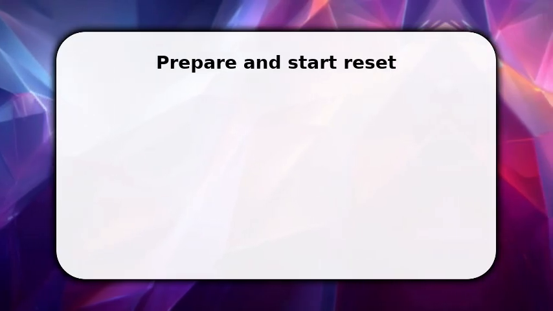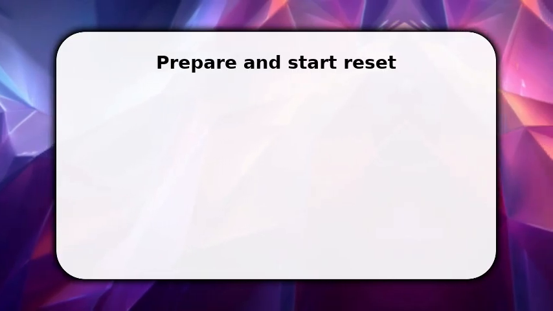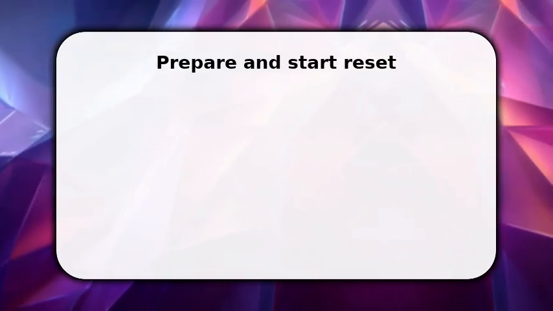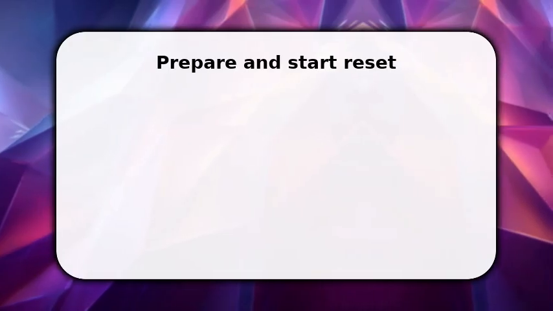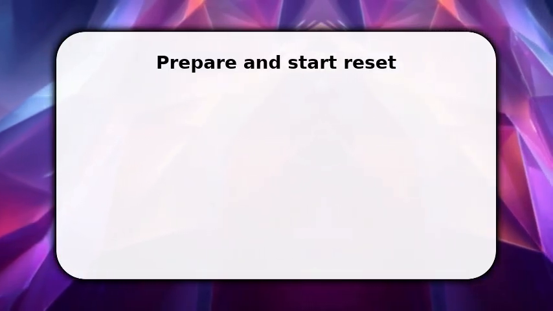Next, sign into an administrator account and check activation status so Windows reactivates after reset. Now open Settings and navigate to System Recovery. This is where you initiate the factory reset for a clean start.